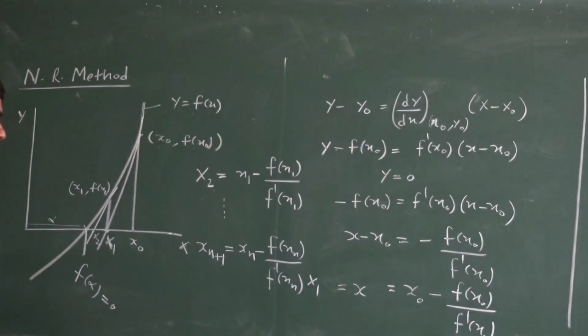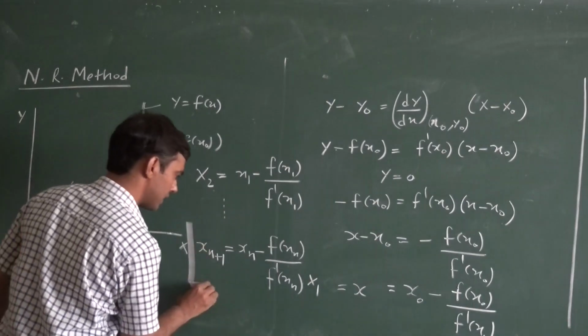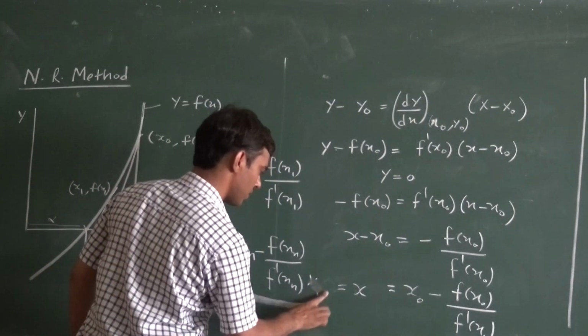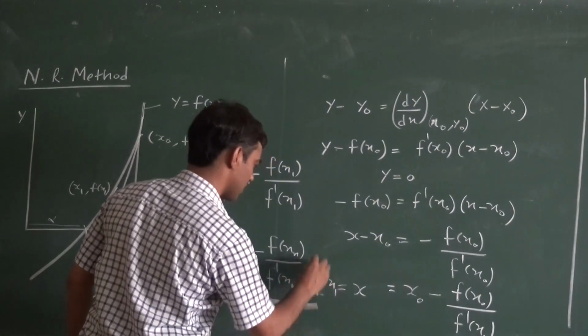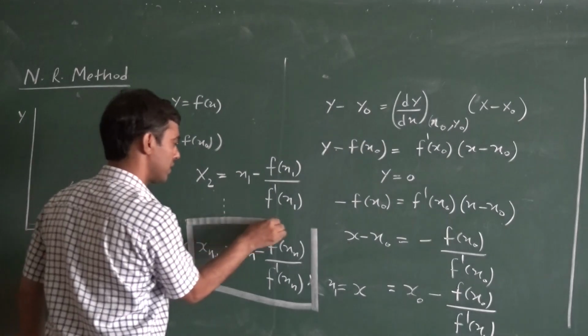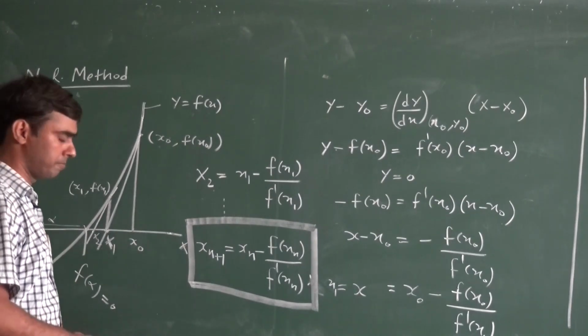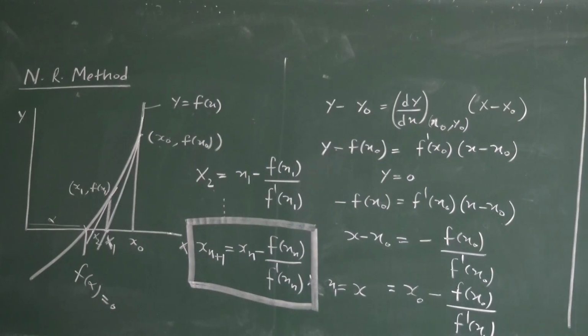f dash xn. This one is an iterative scheme of the Newton Raphson method: xn plus 1 equals xn minus f of xn divided by f dash xn. So this one is an iterative scheme.